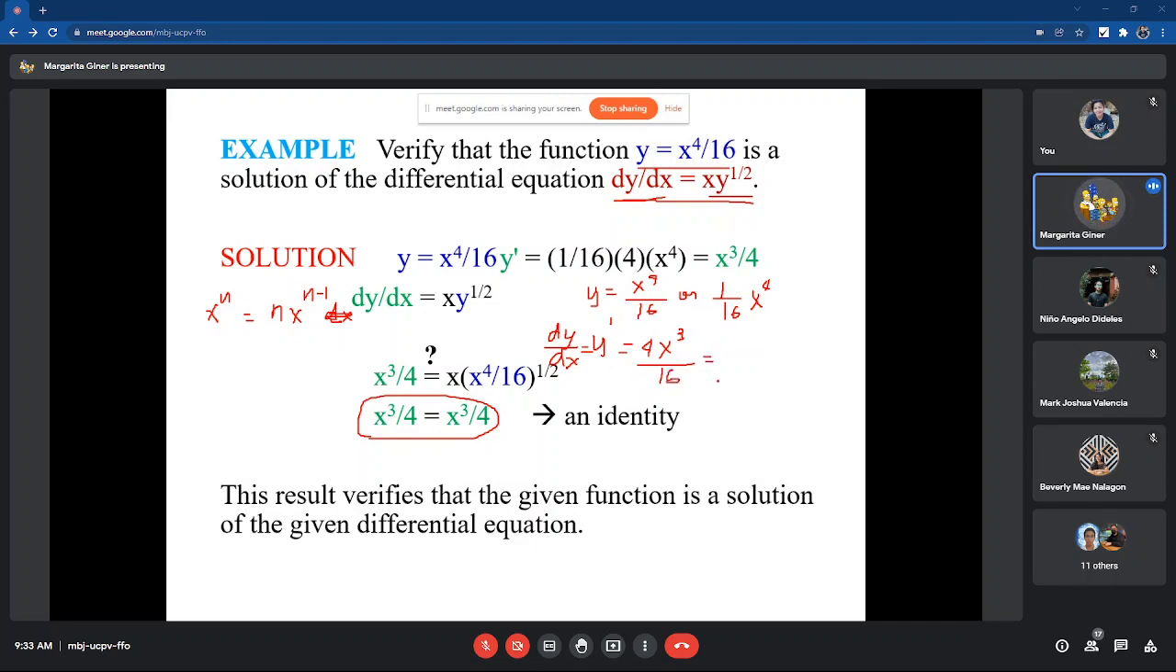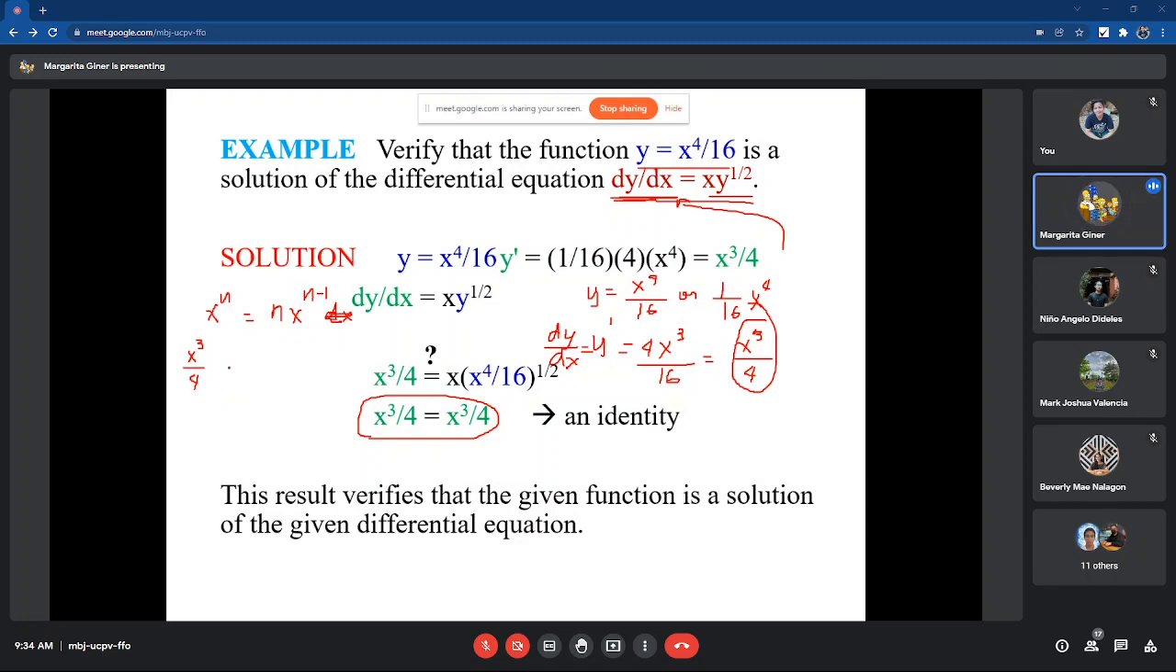If you simplify, 4 over 16 is 1 over 4, so x to the third over 4. So this is your dy over dx, or the y prime. Now substitute this into your differential equation. Instead of dy over dx, you write the new value you solved for the derivative, so instead of dy over dx, you write x cubed over 4.